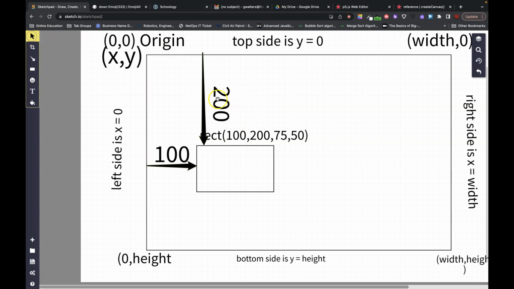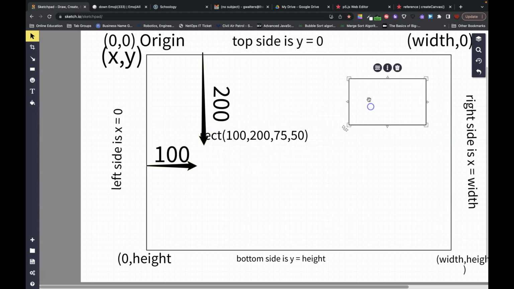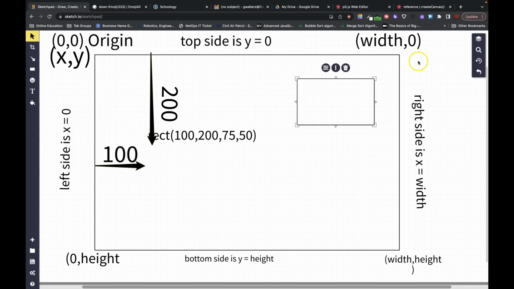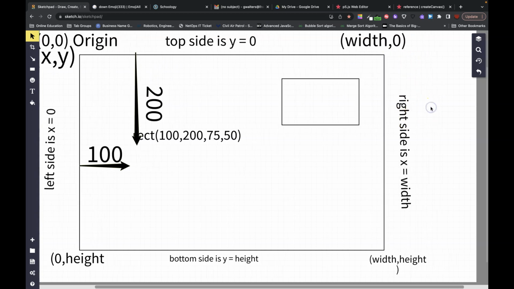Okay, so instead of saying this, let's say that I wanted this rectangle to be built over here. Now remember, I'm using my top left, unless I change that rect mode, which we'll talk about later, but right now I'm just drawing from the top left. So that means that if I know the width of my rectangle is 75, I want to position it in terms of this right side.